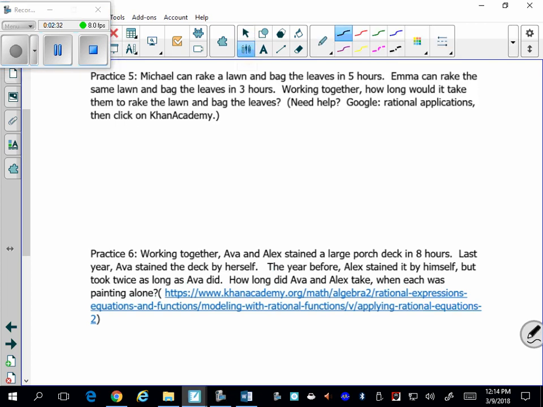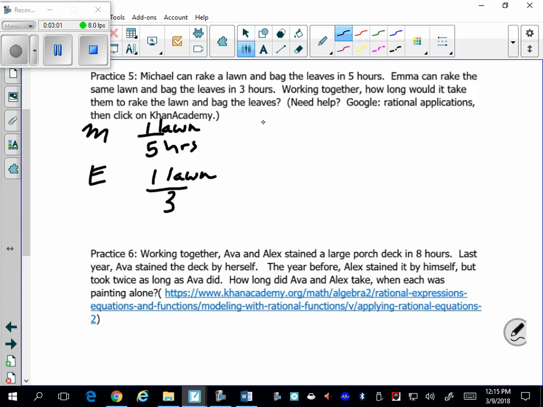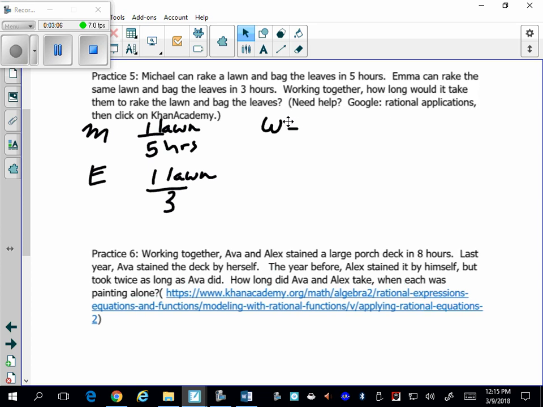The first thing is, let's write down M for Michael and E for Emma. So Michael can do one lawn in 5 hours. Emma can do one lawn in 3 hours. And where I'm coming up with this is the amount of work you can do is equal to the rate at which you can work times the time.